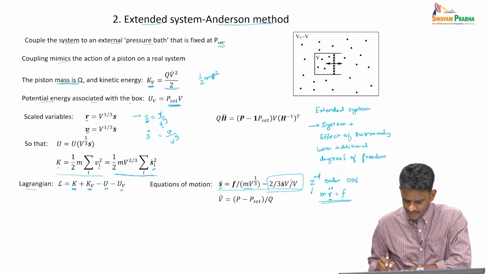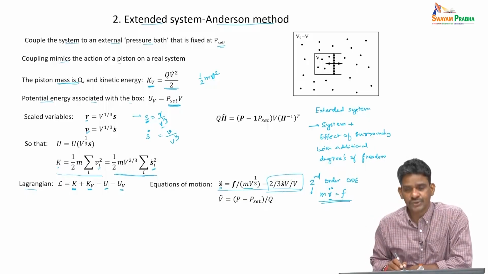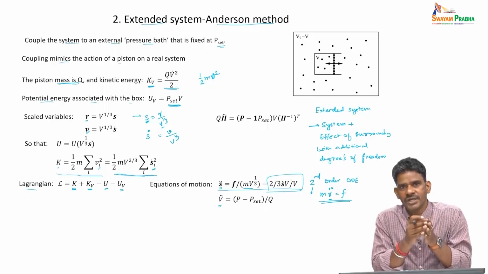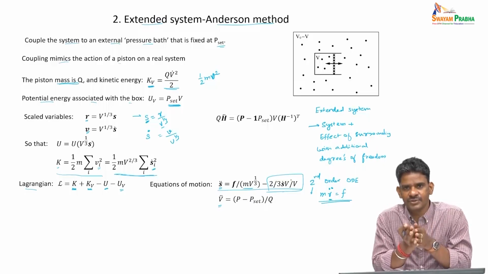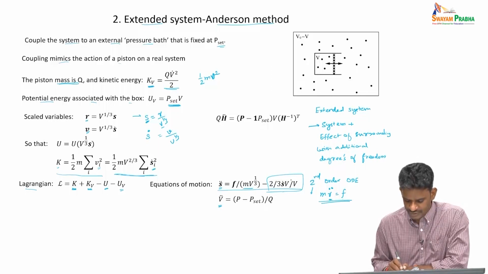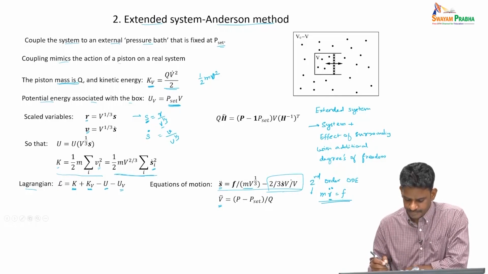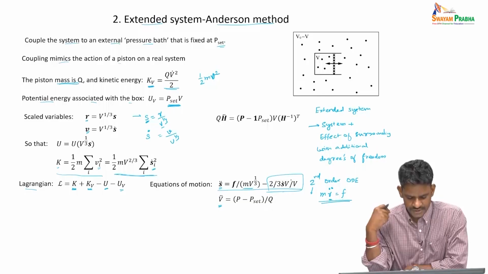And similarly, we also have to solve for the rate at which the volume is going to change, which comes from a second order differential equation for the volume. So we not only solve for the scaled particle positions, but also another equation for the rate of change of the volume. This is also a second order ODE. We solve this to get V and V dot in a coupled way, and this will set the pressure of the system at a constant value of P set.